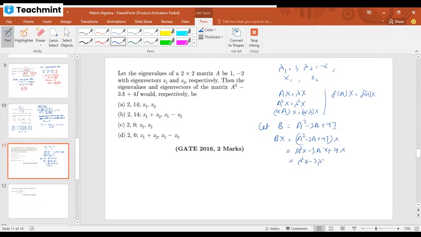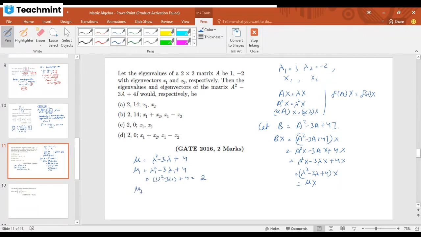3x means 3 times lambda x, and 4x becomes 4x, so we get lambda square minus 3 lambda plus 4 times x. Let us suppose that this is mu. So what is mu? Mu is basically lambda square minus 3 lambda plus 4. So if lambda equals lambda 1, then mu is equal to mu 1. So what will it be? It is equal to 1 square minus 3 times 1 plus 4. So 1 minus 3 plus 4 is 2.